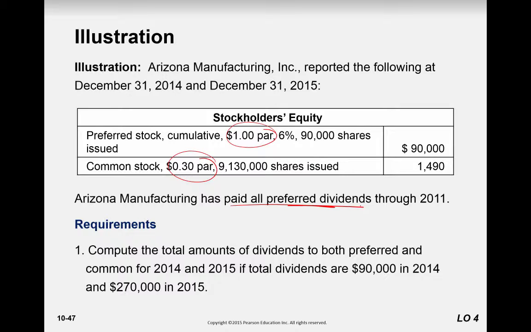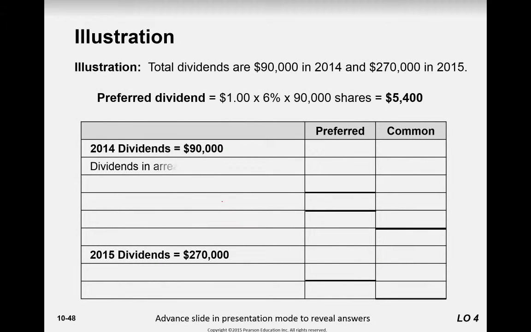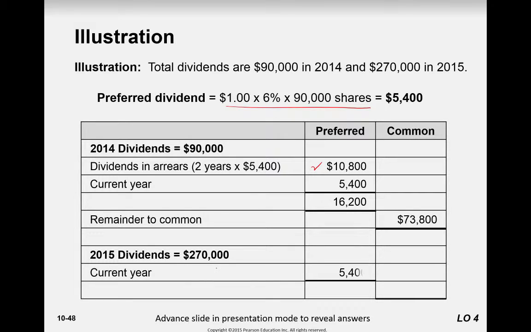We want to compute the total amounts of dividends for both preferred and common for the 2 years if the total dividends are $90,000 in 2014 and $270,000 in 2015. So our $90,000, if we have dividends in arrears, we have to pay that first. So 2 years at our $5,400, that's what's in arrears. Then our current year, we have to pay that prior. Then we can go ahead and give the remaining to the common shareholders.